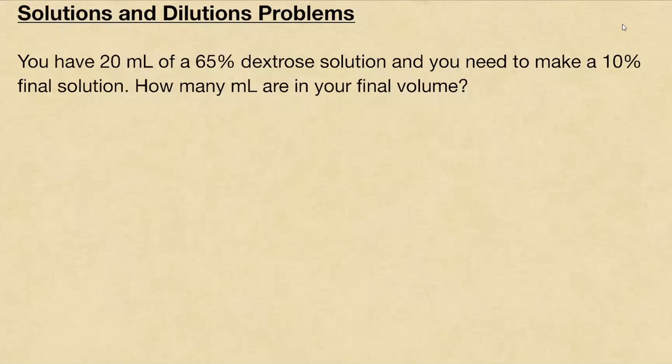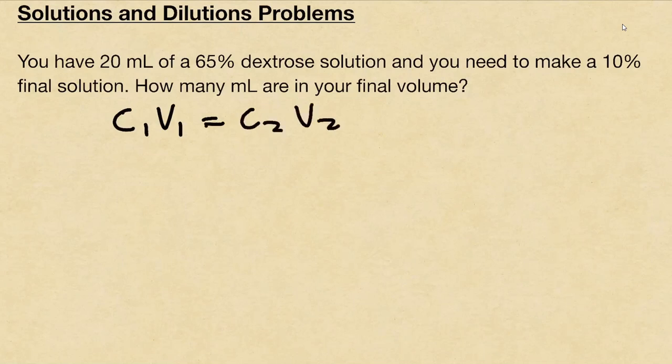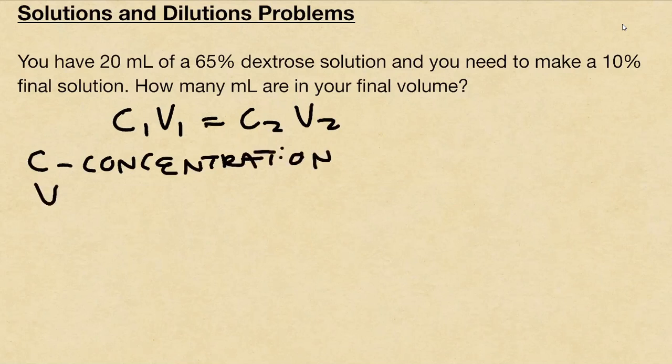So the biggest key to being able to do these is knowing what the equation is. So if you always go back to C1 V1 equals C2 V2. And what that stands for is the C is the concentration, and the V is for volume. And on this side, the ones, that's what you're starting with. The twos are where you want to be.